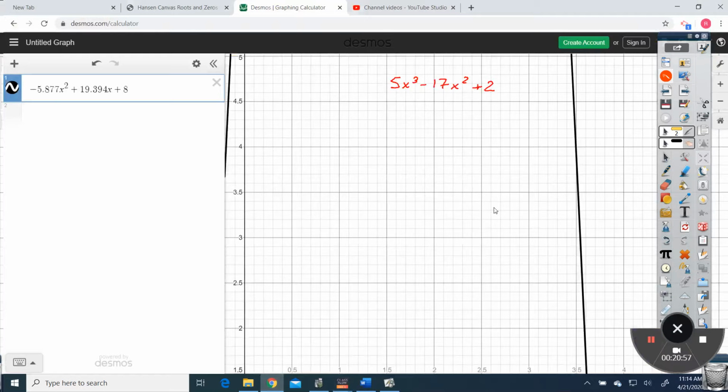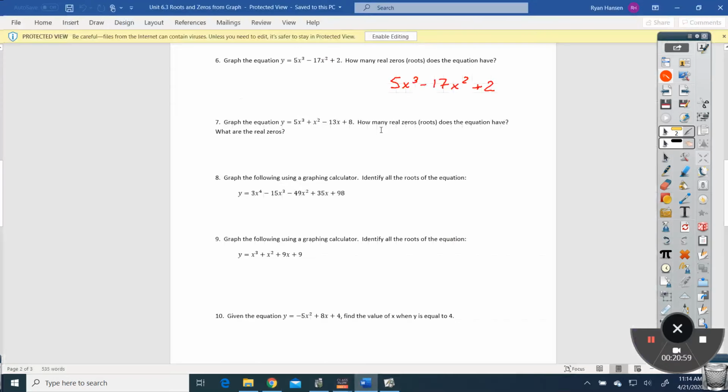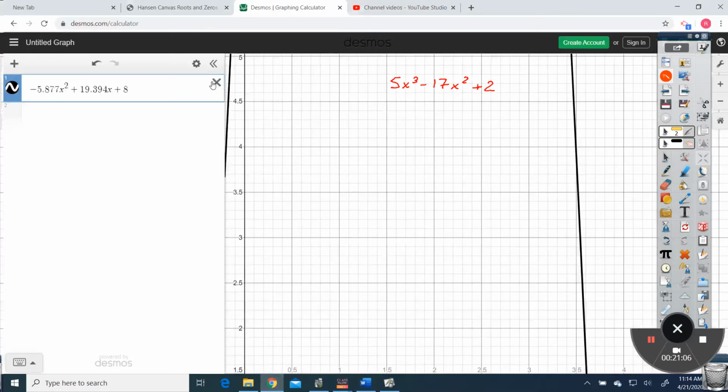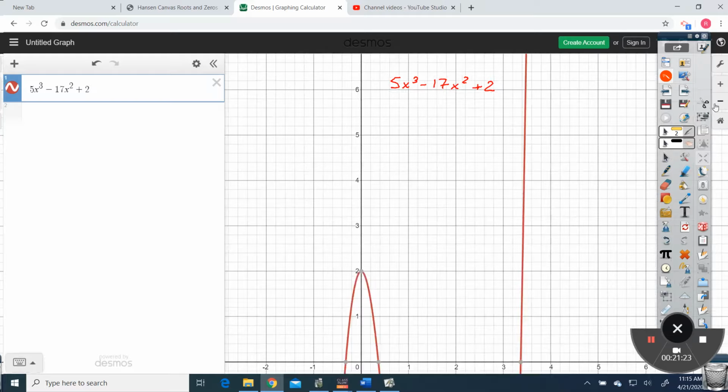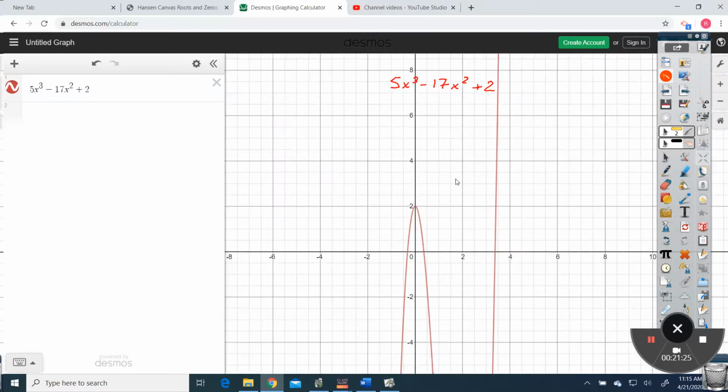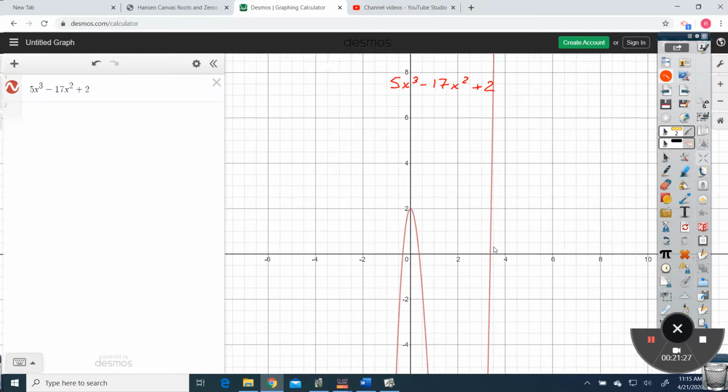So the easiest way to find out, if I look at this question, sorry, it says graph the equation. How many root zeros does the equation have? So I'm just going to go right to my calculator, type it in. So 5x to the third minus 17x squared plus 2. So there it is. I'm trying to find out how many times it crosses the x-axis. 1, 2, 3. That's all I have to do.